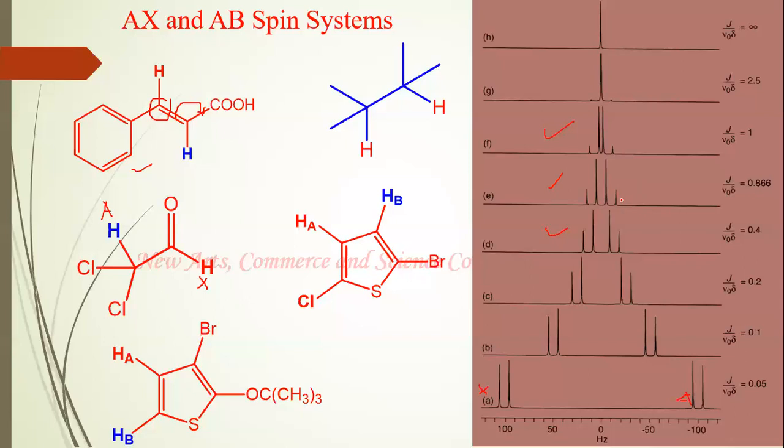Now what is the problem with this AB quartet? Suppose we don't know about the AB quartet. We will analyze this as a quartet and will look in the structure for a methyl group. But there is no methyl group in the structure. There are two protons present on the aromatic ring. Such appearances of the signal may lead to wrong interpretation of the spectrum. Such spectra are non-first order spectra, so we should interpret them correctly.